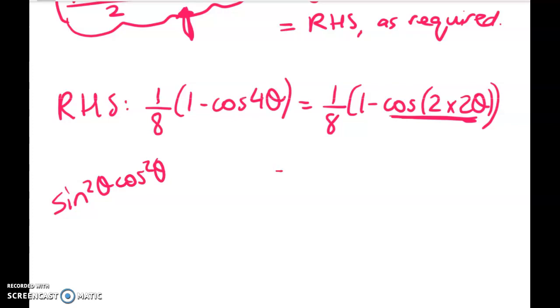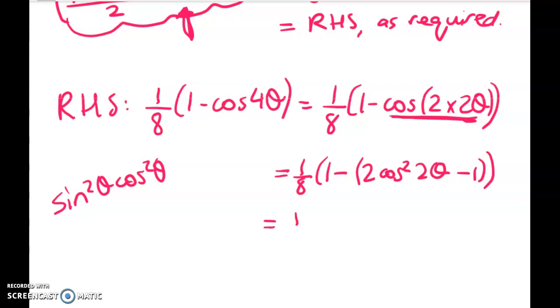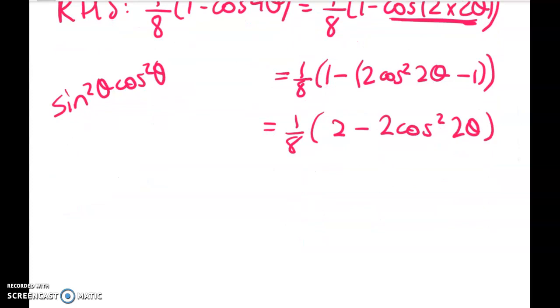So I did this, 1/8 into 1 minus 2 cos squared 2 theta minus 1. Cleaning that up gives me 1/8 of 2 minus 2 cos squared 2 theta. I'm going to take out the common factor of the 2 and get 1/4 of 1 minus cos squared of 2 theta.